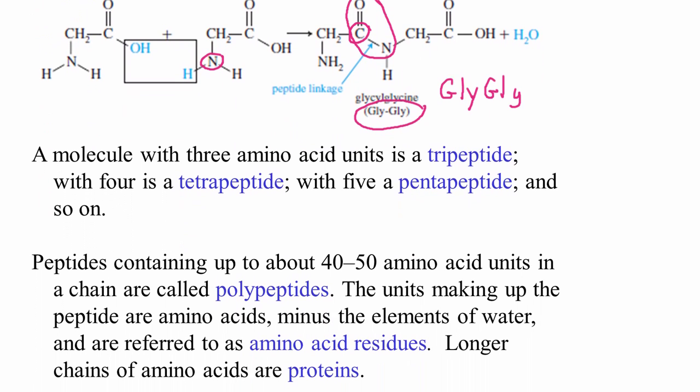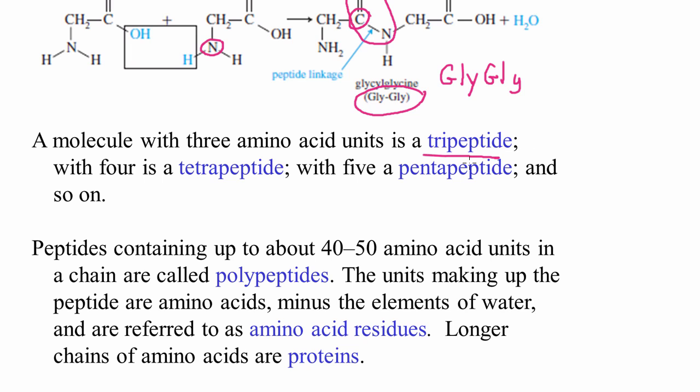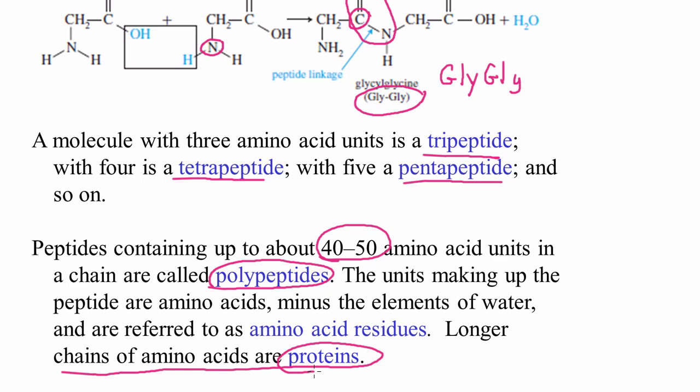If there are three amino acids linked, it would be a tripeptide. Four would be a tetrapeptide, five a pentapeptide, and so on. Peptides containing up to 40 to 50 amino acid units are called polypeptides. We refer to the amino acids in a polypeptide or a protein as residues, or amino acid residues. Longer chains of amino acids are called proteins. So when you have more than 50 amino acids linked together, we call those proteins.